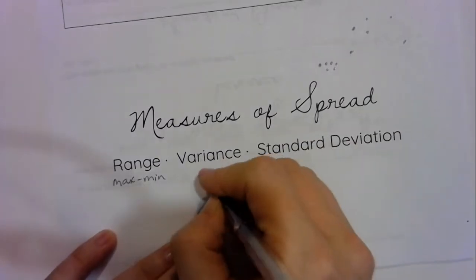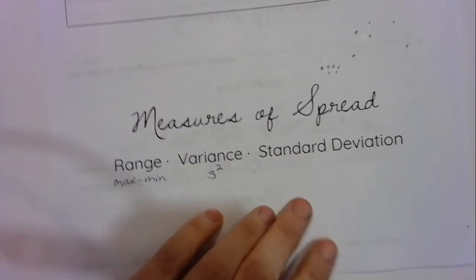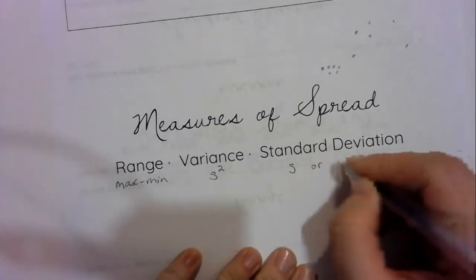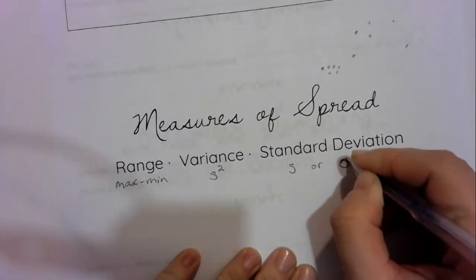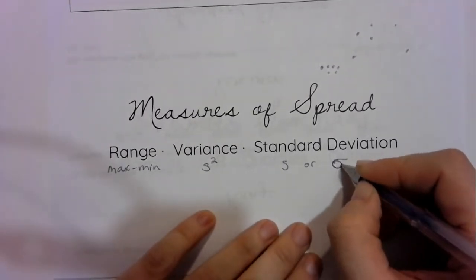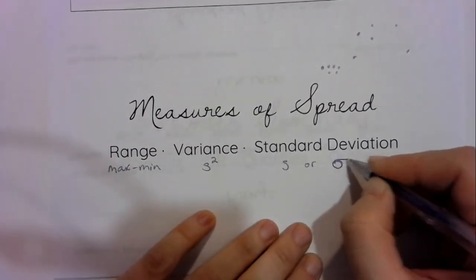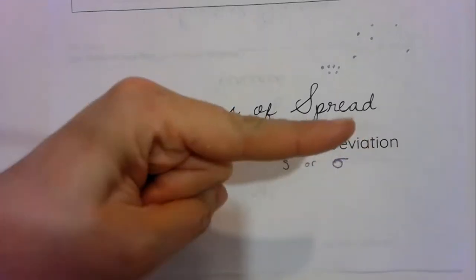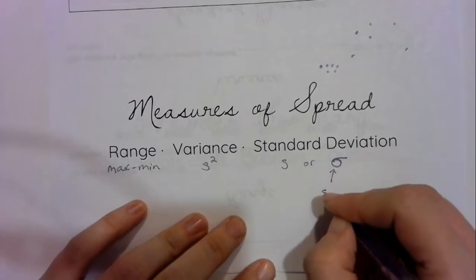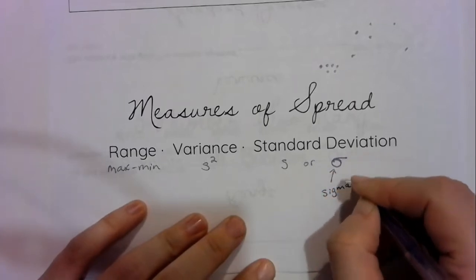Variance, you are going to see S squared. And standard deviation, you're either going to see an S or you're going to see this. This is the Greek letter sigma. To me, it kind of looks like a whistle, like a gym teacher's whistle or something, or a little hand pointing that way, but it's the Greek letter sigma.